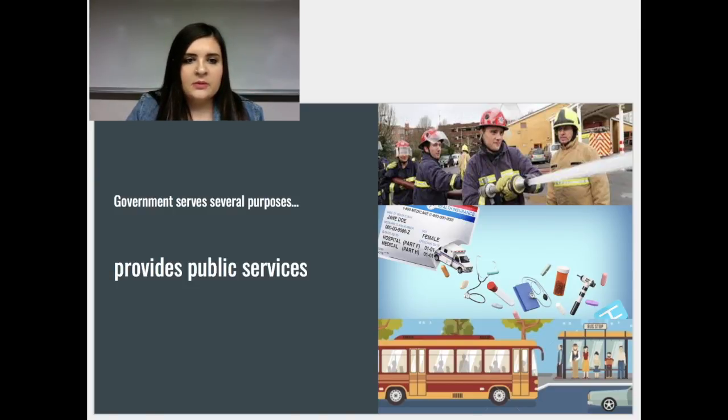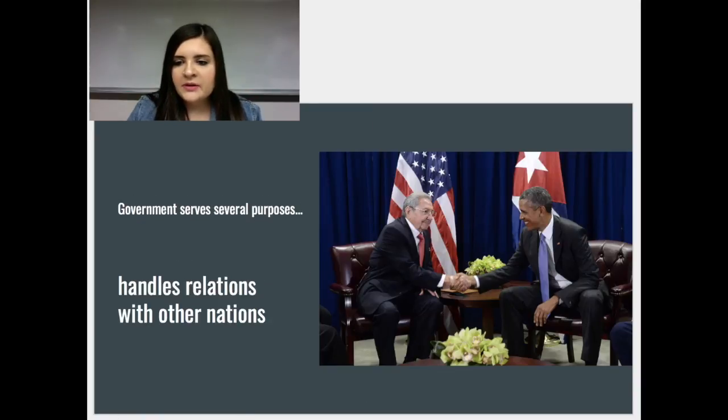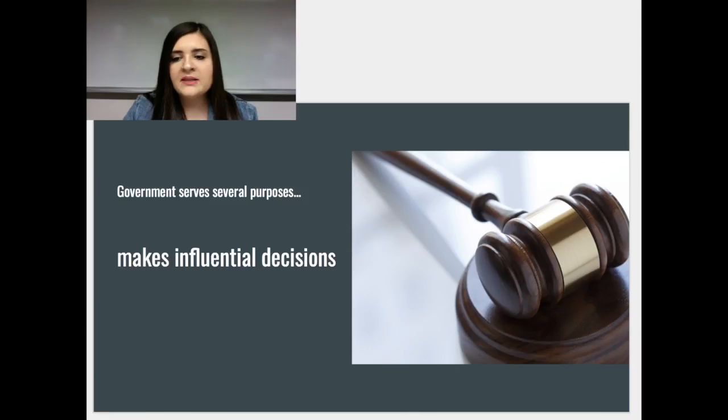Generally, these public services promote the general welfare of the people, and this includes emergency services, Medicare and Medicaid, and public transportation. The next purpose of the government is to handle relations with other nations and protect its citizens from attack. Here we see Obama negotiating the end of the 54-year stretch of hostility between the United States and Cuba. It makes influential decisions. These decisions influence the nation's economy and laws.